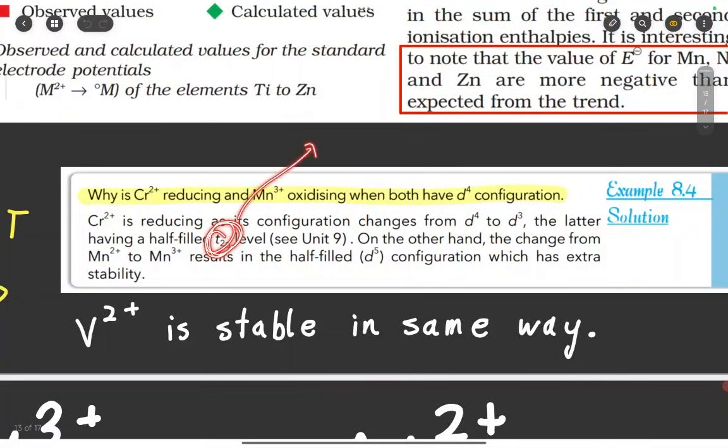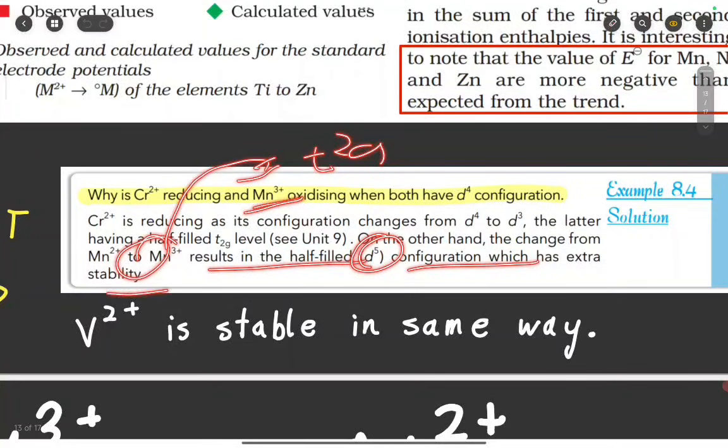We will learn more about this in coordination compounds. On the other hand, the change from Mn2 plus to Mn3 plus results in a half-filled configuration. Manganese does not have to deal with all this t2g stuff. So this results in half-filled d5 configuration, which has extra stability.